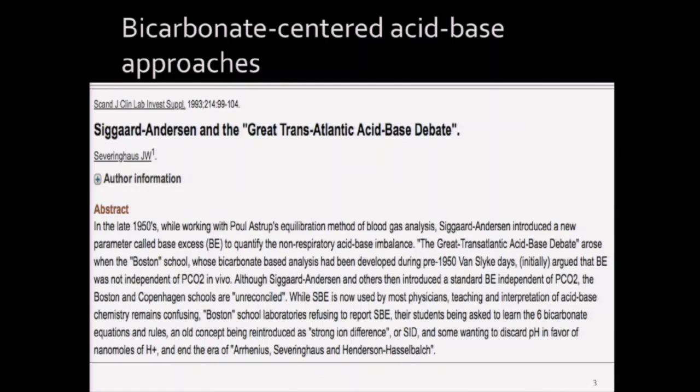If we look at how metabolic acid-base disturbances are historically diagnosed, it's mainly through two methods: the Henderson-Hasselbalch equation and the base excess. There seems to be a lot of controversy surrounding the best way to diagnose these disturbances. In fact, in the transatlantic debate, which Diego has pointed out here, the Henderson-Hasselbalch equation is used more commonly in North America, whereas base excess is used more commonly in Europe.